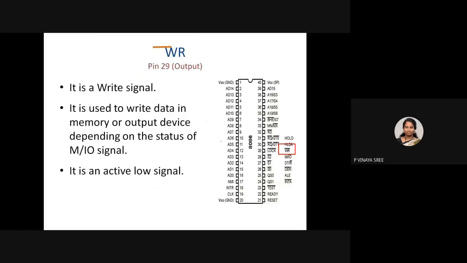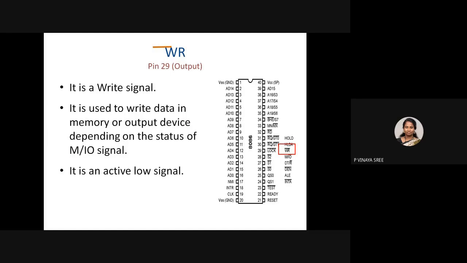It is used to write data in memory or an output device. I should not say IO, I should say output, because whenever it is writing we have to be specific. It is an output device only, depending on the status of the memory and IO signal. This pin will decide.